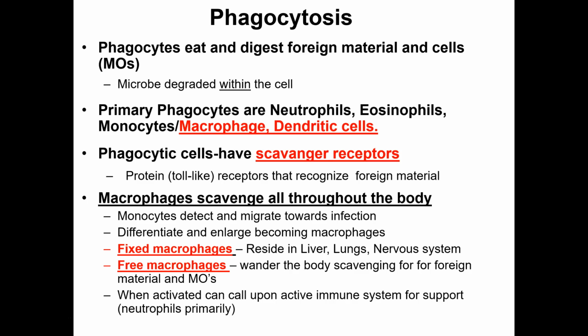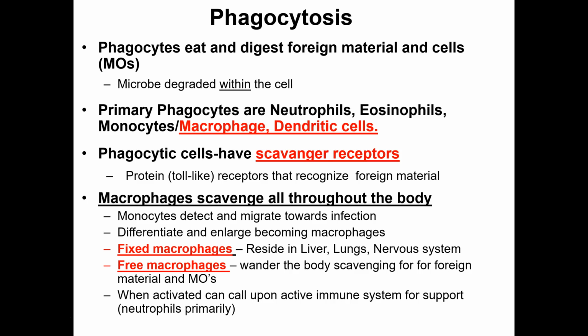You have two major types. You've got fixed and free macrophages. Let's do it out of order. Let's talk about the free macrophages. They're free because they're free to go anywhere they want throughout your body. These guys get into the deeper tissues of your body. They get into your central nervous system. They're the only ones that can do this. Other white blood cells cannot.